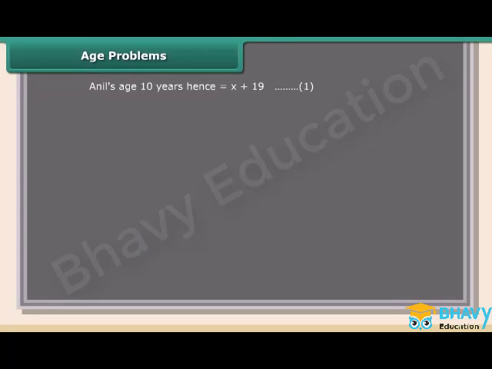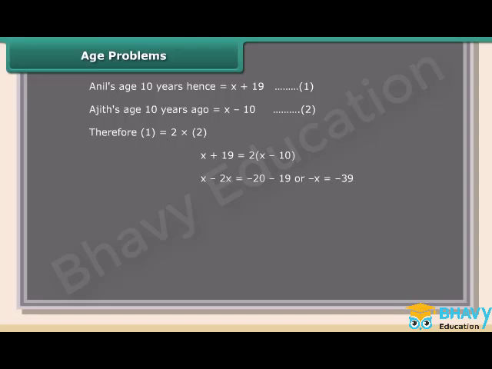Anil's age 10 years hence is equal to x plus 19. Equation 1. Ajit's age 10 years ago is equal to x minus 10. Equation 2. Therefore, 1 is equal to 2 into 2. x plus 19 is equal to 2 into x minus 10. x minus 2x is equal to minus 20 minus 19, or minus x is equal to minus 39. Therefore, x is equal to 39. Their present ages are: Anil is 48 years, Ajit is 39 years.